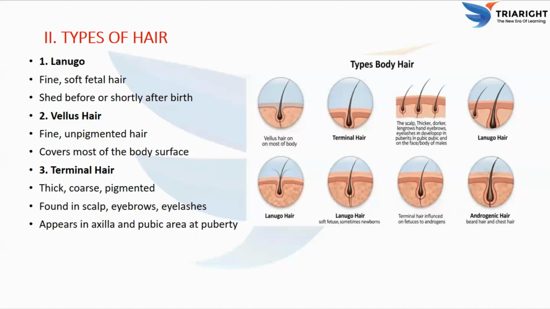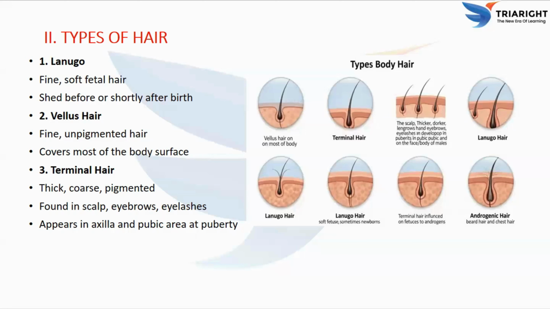Next, coming to vellus hair, it's a fine, short, unpigmented hair. It covers most of the body surface except the palms, soles, lips, nipples and parts of the external genitalia. So what are the functions of vellus hair? It provides light protection, helps with sensation and also thermoregulation.